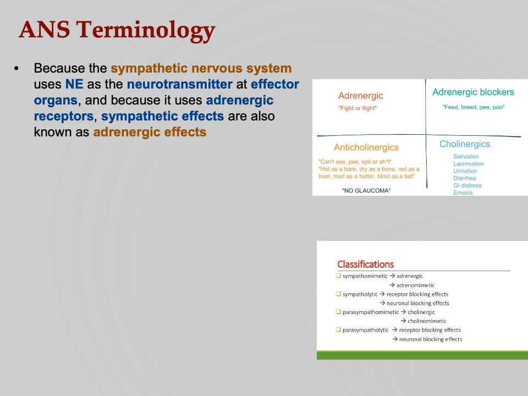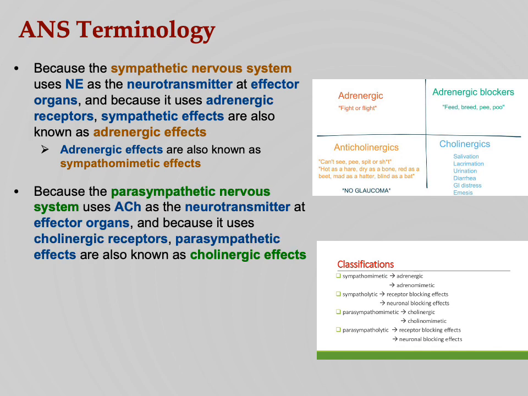A little ANS terminology. For the sympathetic nervous system, we talk about these as adrenergic effects. Sympathetic effects, adrenergic effects. We can also call them sympathomimetic effects because they mimic the sympathetic nervous system. Because the parasympathetic uses acetylcholine, we often say cholinergic effects. So, in other words, increased heart rate, bronchodilation, all that kind of stuff, we call those adrenergic effects. Whereas pupil constriction, decreased heart rate, bronchoconstriction, we call those cholinergic effects. Just get used to that. Those are standard terms. Also, parasympathomimetic effects.